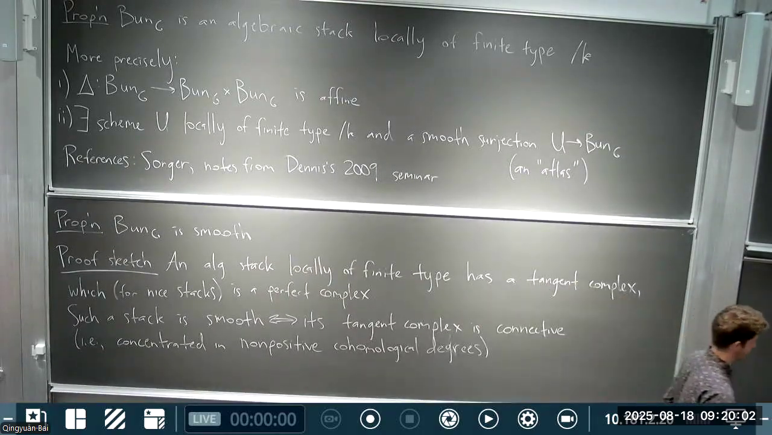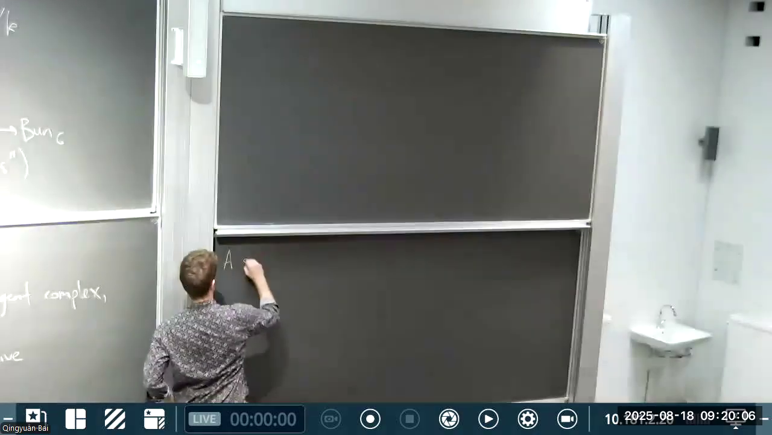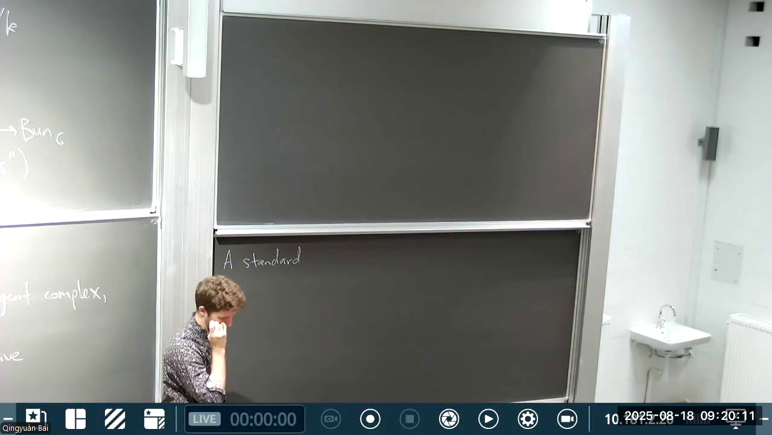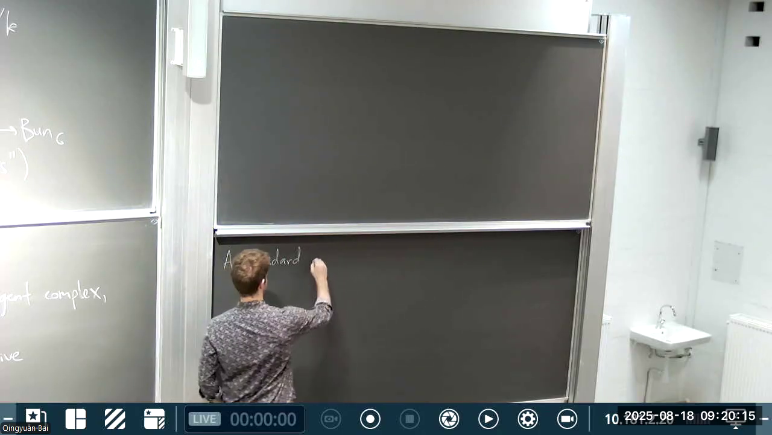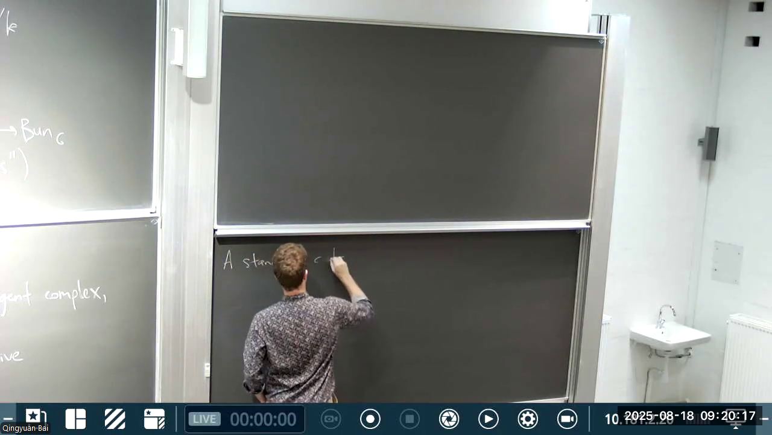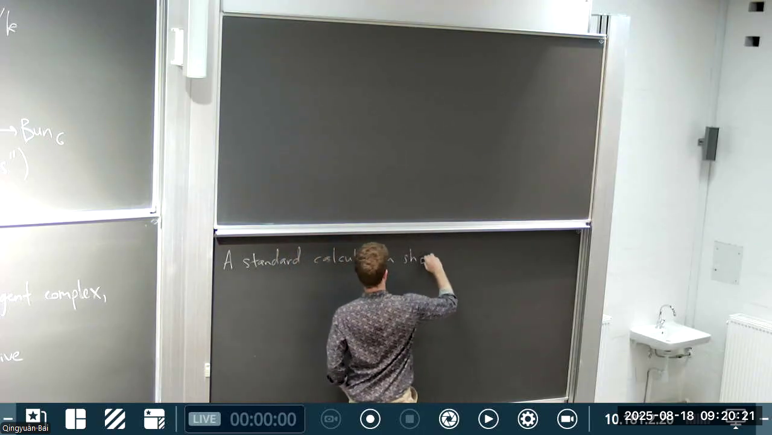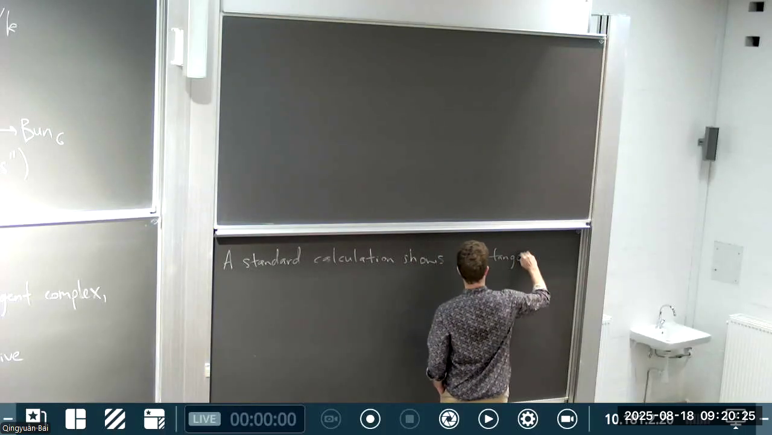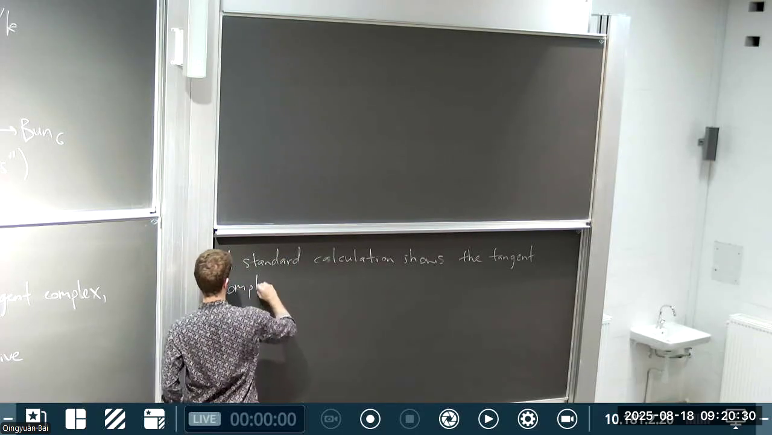Okay, and so then for what happens for Bun G in particular. So again, I have to weasel here just for reasons of time, but if you haven't seen this before, you're curious, please ask me about it. So a standard calculation shows that in this case, the tangent complex of Bun G can be described explicitly.